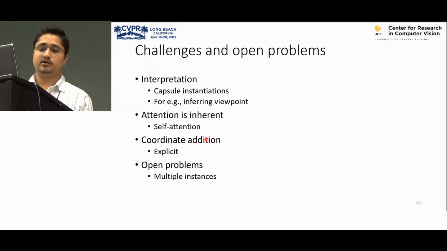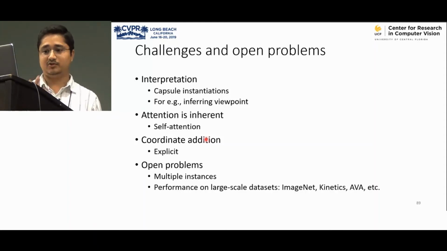Some other problems are regarding multiple instances. At the end, let's say we get some capsule which represents some type of class, let's say a dog. But if there are multiple dogs present, since we don't have that location embedding in that capsule, it's very hard to tell that there were multiple instances present in the input image. It can segment those objects when you perform localization, but again, the mapping of which capsule belongs to which instance is not very clear right now.